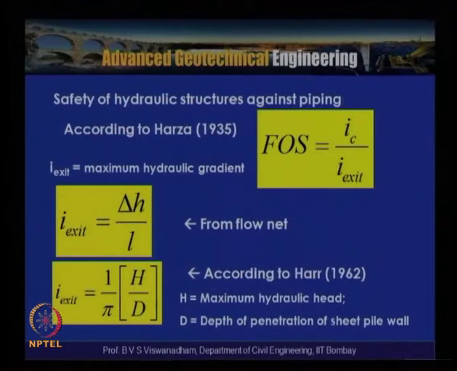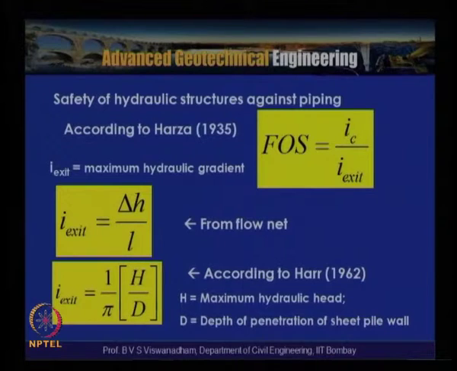Then according to Hazra's method, Hazra gave in 1935 the safety of hydraulic structures against piping. So this I exit was defined here. This is the maximum hydraulic gradient, which is nothing but factor of safety equal to IC by I exit. The I exit can be determined with two methods.